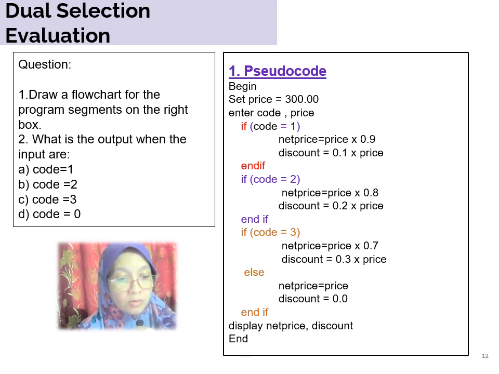and then draw a flowchart for the program segment in the box on the right side. Draw the flowchart for this one, number 1. And then what is the output when the inputs are given? For each, A: what is the output if the code is 1; B: what is the output if the code is 2; if the code is equal to 3, what to do? If the code is equal to 0, what to do? What is the output for each of A, B, C, and D? You have to show it to your teacher.